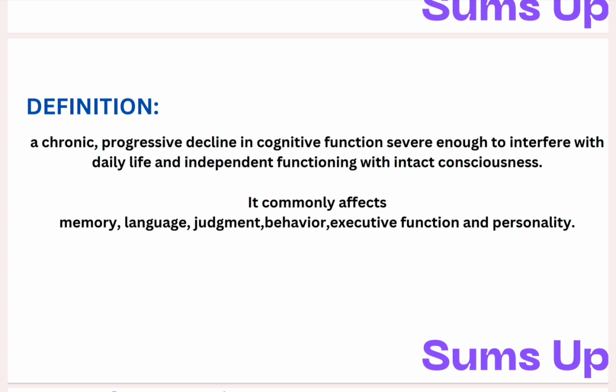And the second thing is that it commonly affects memory, language, judgment, behavior, executive function, and personality. Remember these things. The different types of dementia you would see on exams, on Steps, on COMLEX, and every different exam, are just the timing between these symptoms that define the different types of dementia. I will explain it later, but remember these: memory, language, judgment, behavior, executive function, and personality changes.